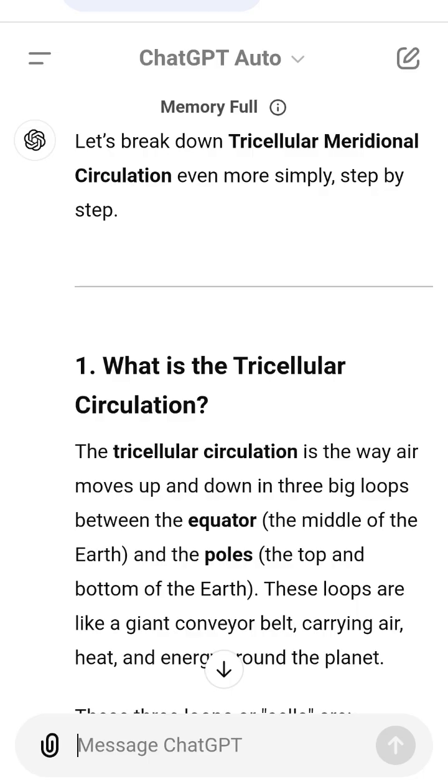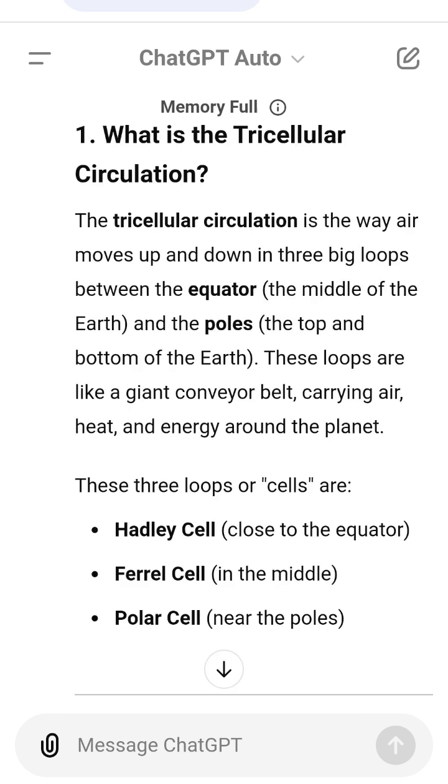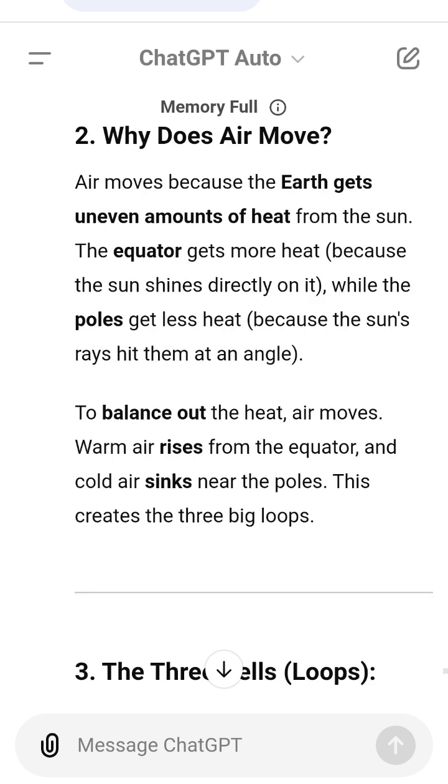B. Angular momentum. The Earth spins on its axis, and air moves with it. Air near the equator has to travel a longer distance around the Earth because the Earth is wider at the middle. So, air at the equator moves faster than air near the poles.